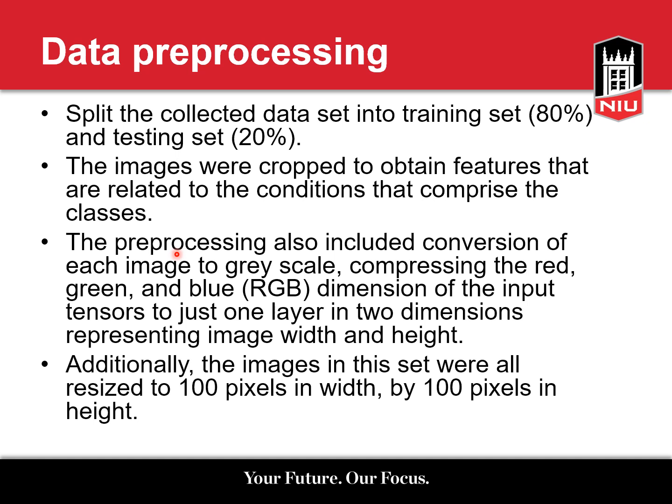Then we do some pre-processing, including converting each image to grayscale, compressing the red, green, blue dimension of the input tensor to just one layer of 2 dimensions, representing image width and height. Additionally, the image will also be resized to 100 by 100 pixels in width and height.